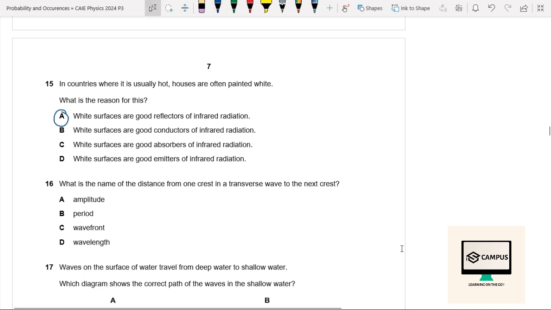Moving on. What is the name of the distance from one crest in a transverse wave to the next crest? Yeah, that's wavelength for you. That's pretty straightforward. That's the definition of wavelength. Often students sometimes confuse that with wavefronts as well, but that's wavelength by definition.